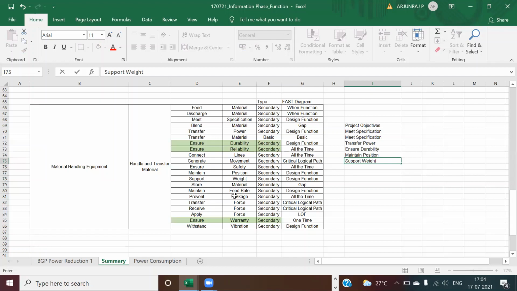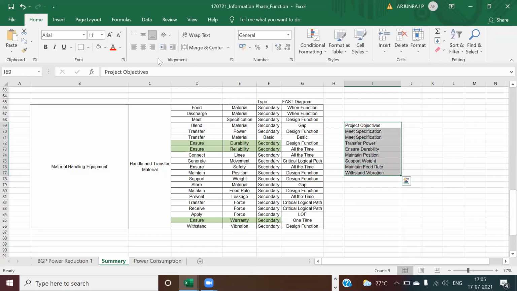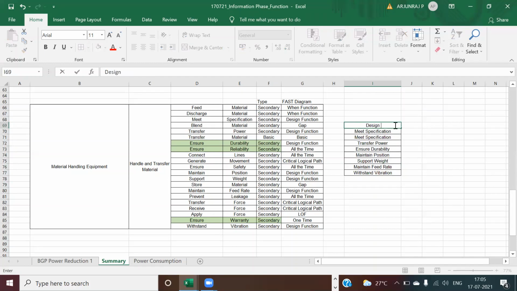Maintain position is okay. Then feed rate. We have to maintain the feed rate. And apart from that, withstand vibration. So now we have completed the project objectives. No, I don't say this is a project objective because you may get confused. So what I'm going to do is write them as the same functions.